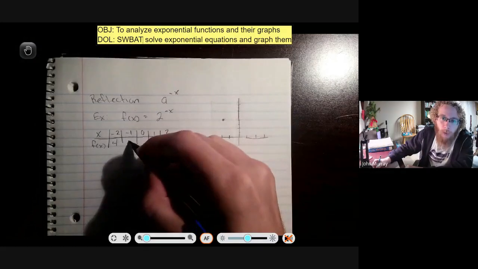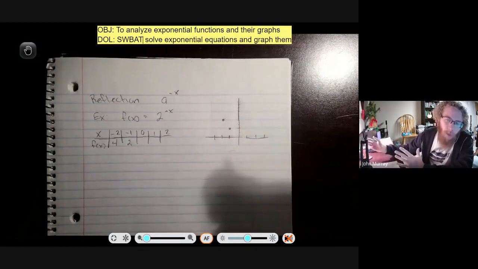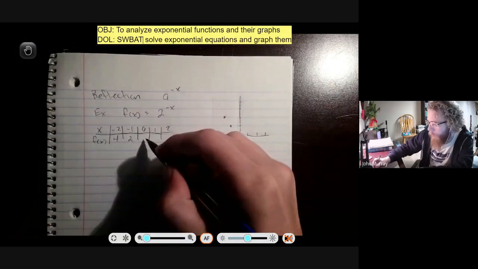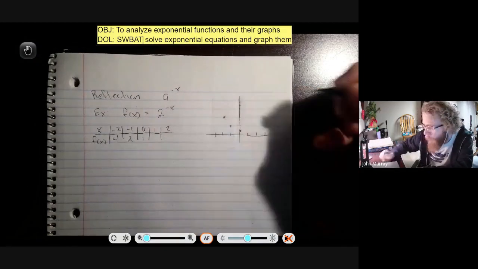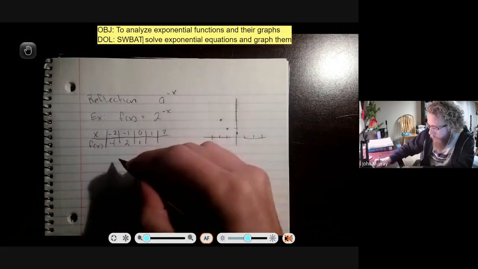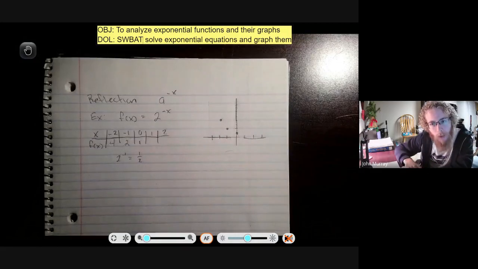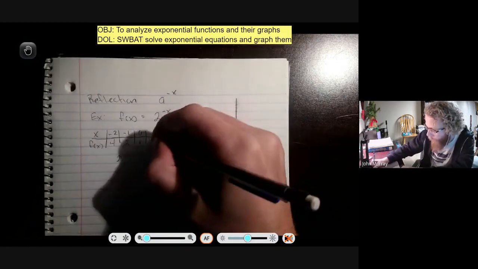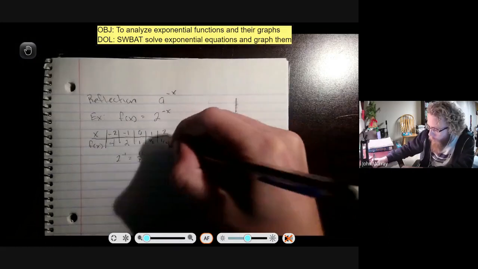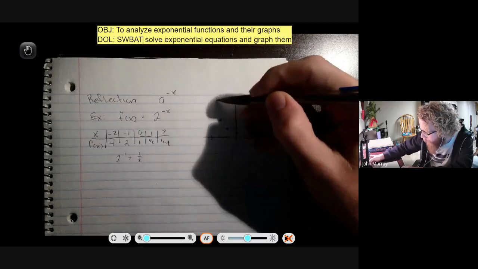At -1, when we plug that in, that would become 2 to the first power, which would be positive 2. When we plug in 0, 0 doesn't matter. Anything to the 0 power is 1. So that matches up with what we had yesterday. And now when I start plugging in positive numbers, that's going to get me my fractions. When we plug in 1, we get 1/2. When we plug in 2, we get 1/4. So now over on this side, it's getting closer and closer to 0.